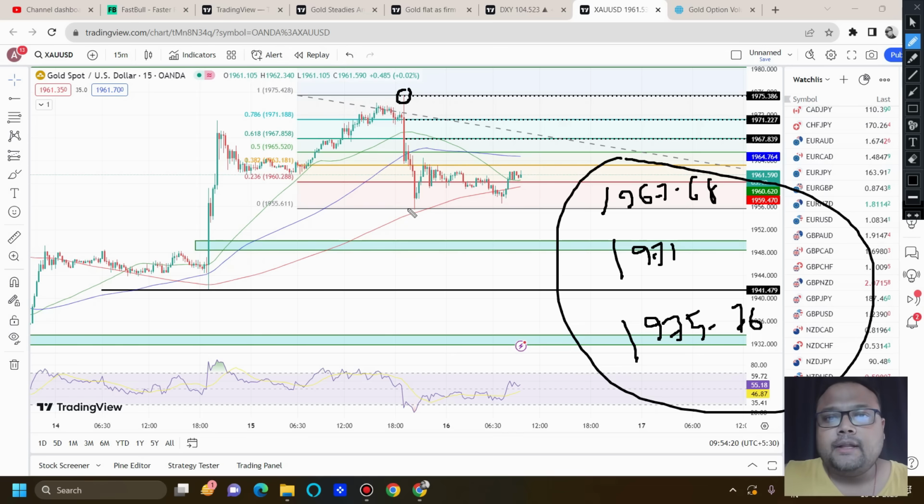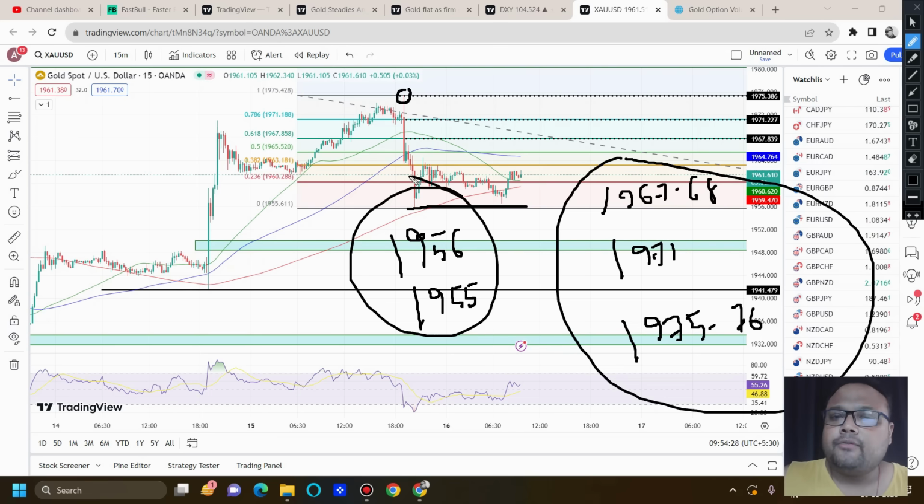Okay. Similarly, we also have a minor support around 1956 to 1955. During the day, before the US session especially, if you see the market coming down and bouncing from the level, you can look for a buy around 1956, 1955 as well. But 1956, 1955 is not a good level to buy. So it depends on the market scenario.